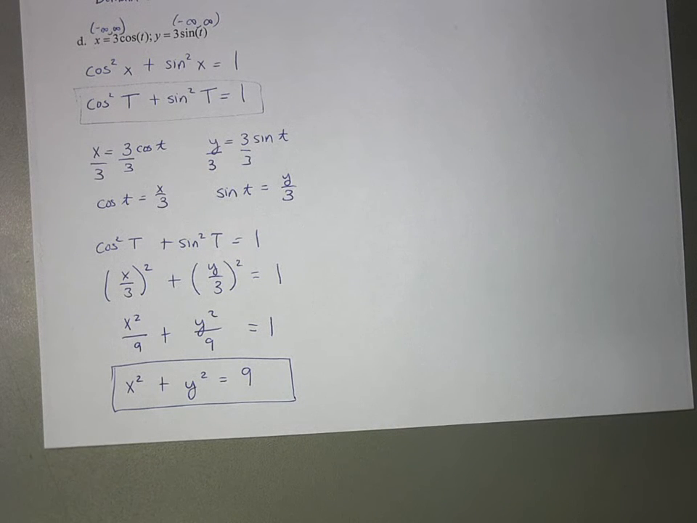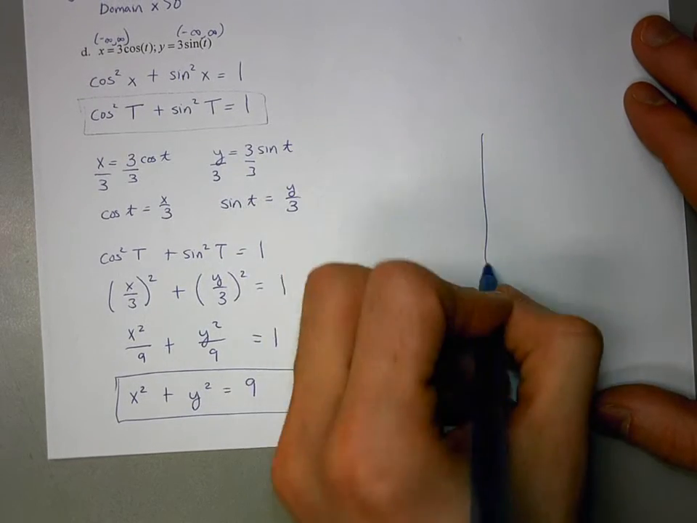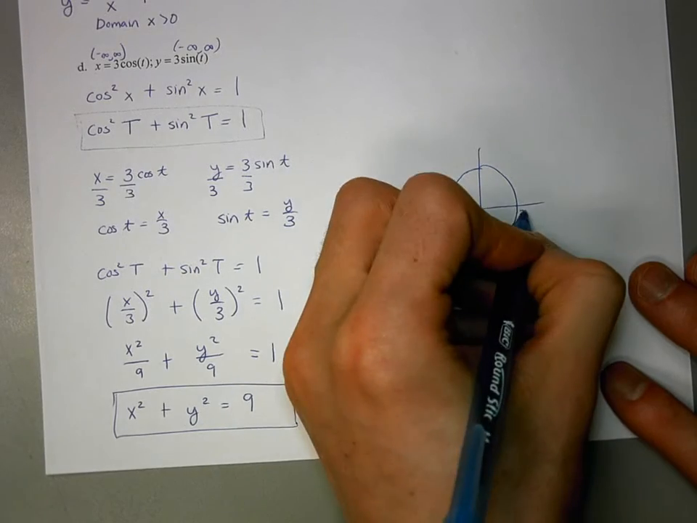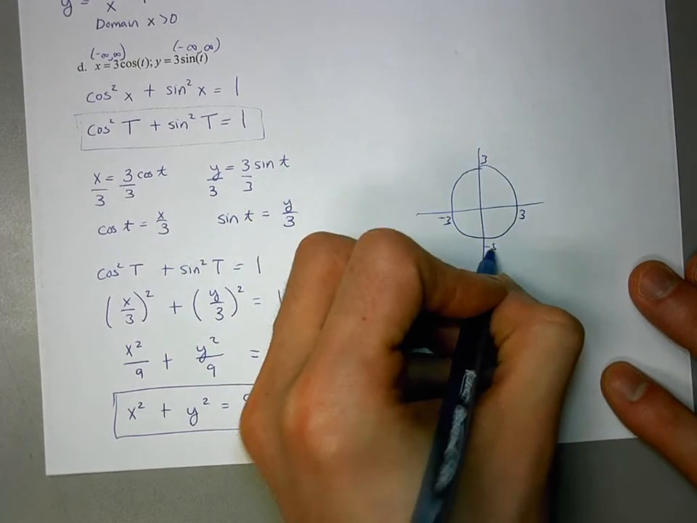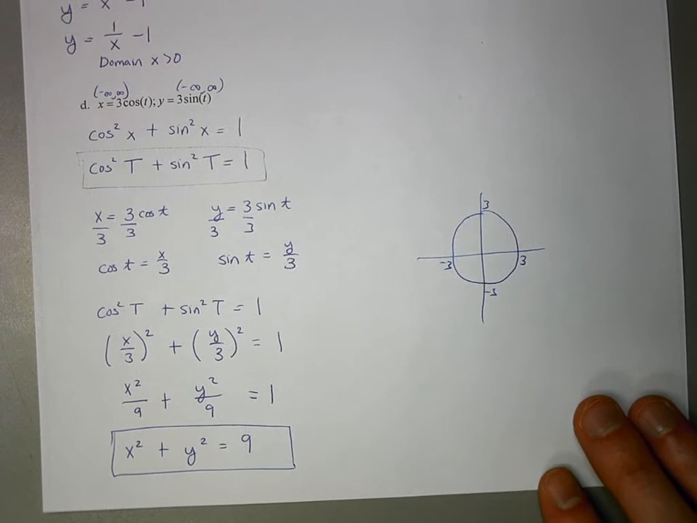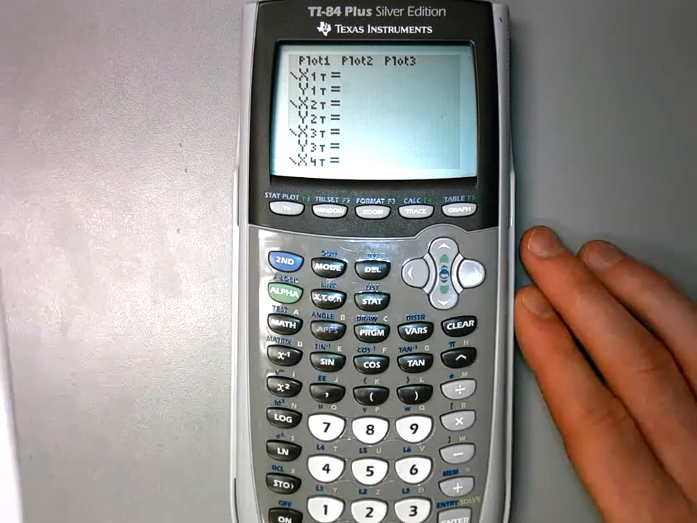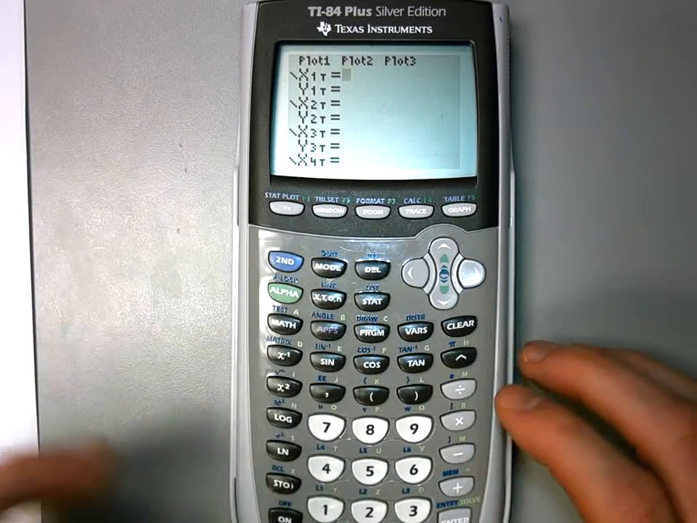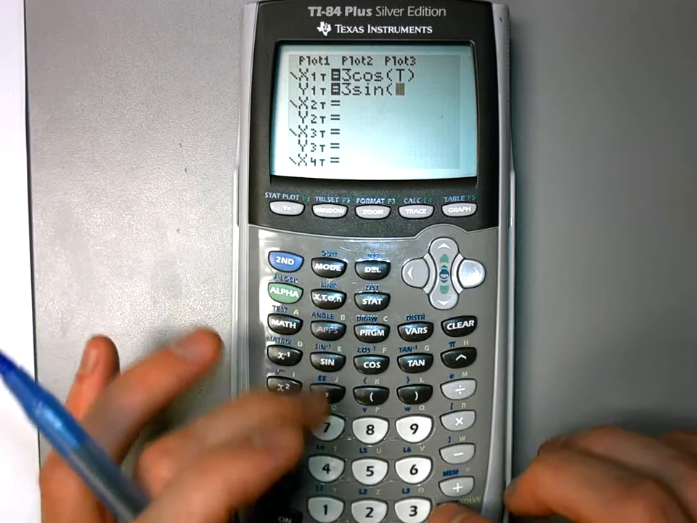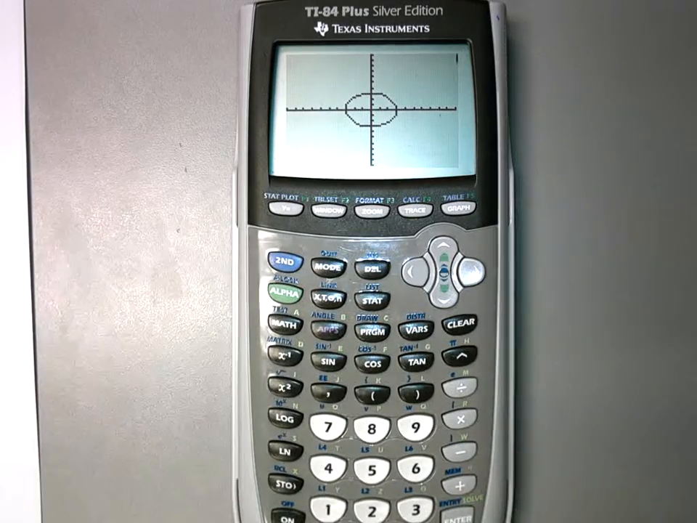And you know x squared plus y squared equals 9 in rectangular form is a circle with radius 3. So my picture should be a circle with the radius 3, negative 3 in all those directions. Let's confirm that's right by plugging into parametric form my two parametric equations. I know that x is 3 cosine of t, and I know y is 3 sine of t. I'll hit graph, and sure enough, there's my circle.